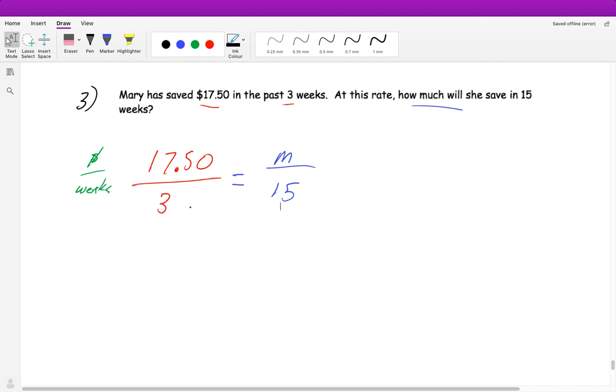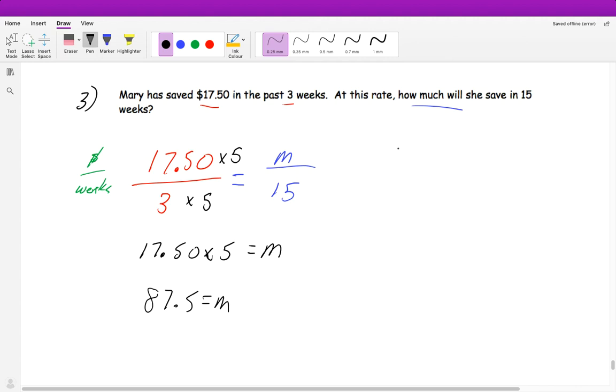But remember, another way that we know is that if ratios are proportions, then if we see here that 3 times what number is equal to 15, well, 3 times 5, that's easy for me. I can go ahead and use this to figure out what the next number is going to be as well. So I can just do 17.50 times 5 is going to be equal to my M. And that will then give me 87.5. So that means that the amount of money that they would save is $87.50.